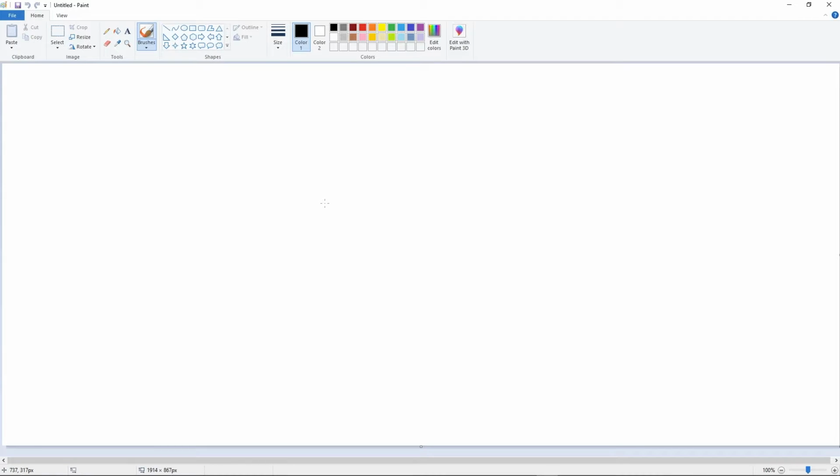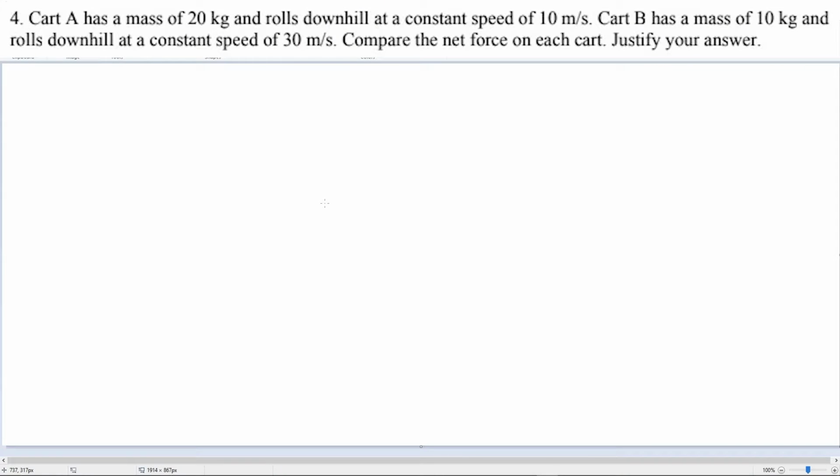Question 4. Cart A has a mass of 20 kilograms and rolls down a hill at a constant speed of 10 meters per second. Cart B has a mass of 10 kilograms and rolls down at a constant speed of 30 meters per second. Compare the net force of each. Justify your answer.